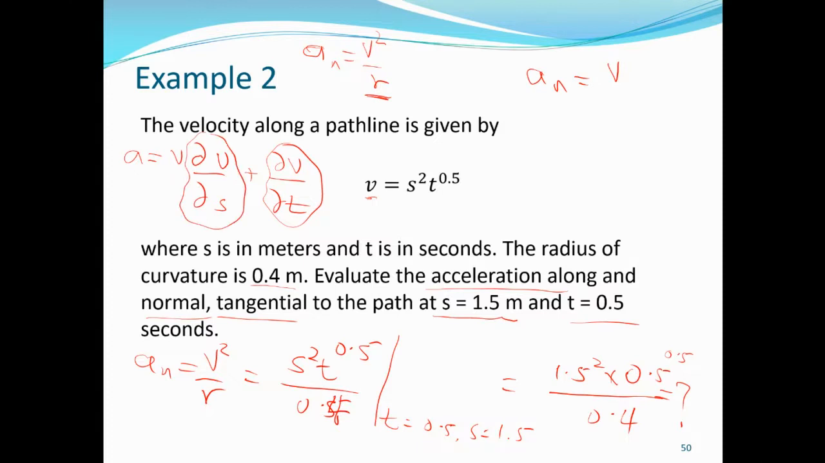When we differentiate, del v del s is simply the differentiation, 2s t to the power of 0.5. You do the same thing for del v del t, and then you substitute here and evaluate the tangential acceleration at t equal 0.5 and s equal 1.5. Very simple.